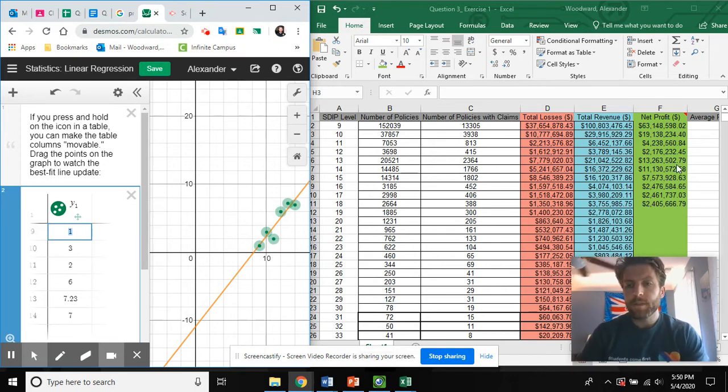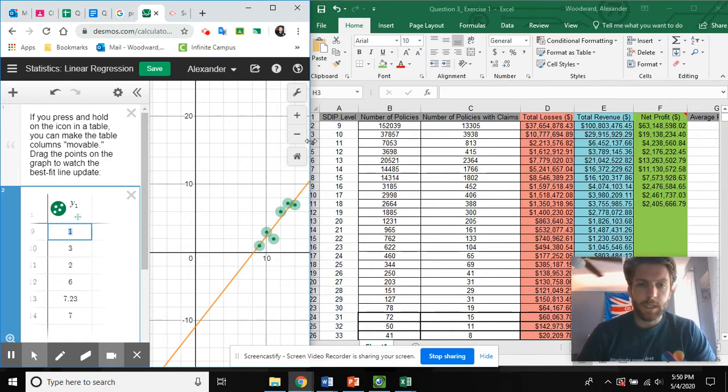Okay. After comparing these graphs, you'll be able to see which SDIP level had the highest net profit. Was it much different among the different SDIP levels? Was there a big spike, a big minimum? And you'll be able to draw conclusions from that.